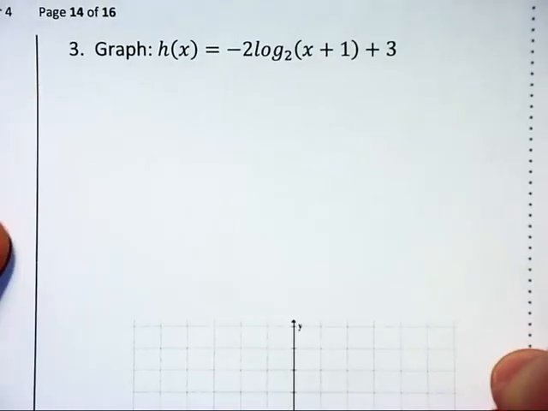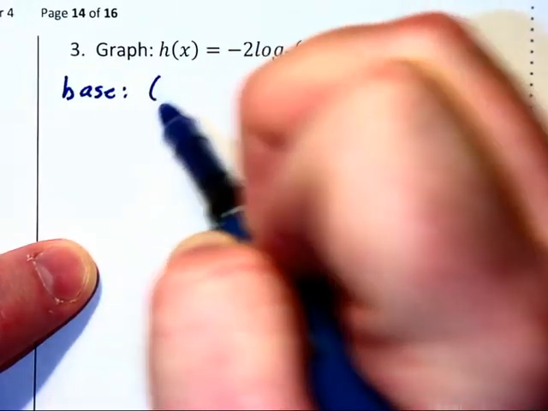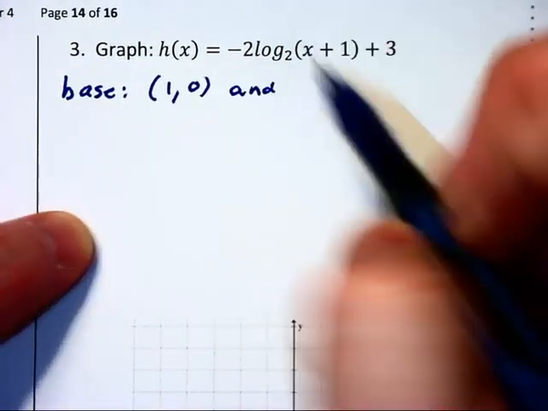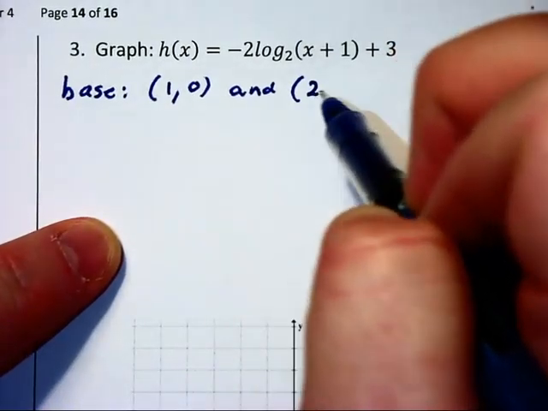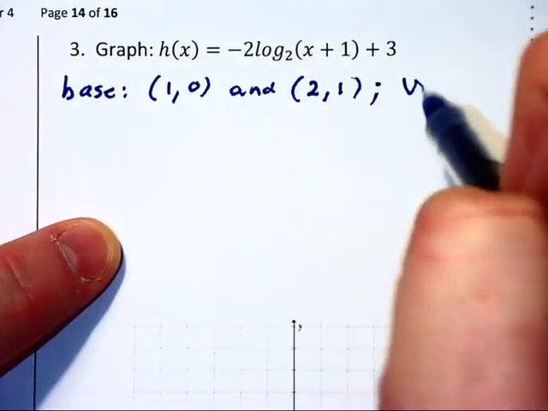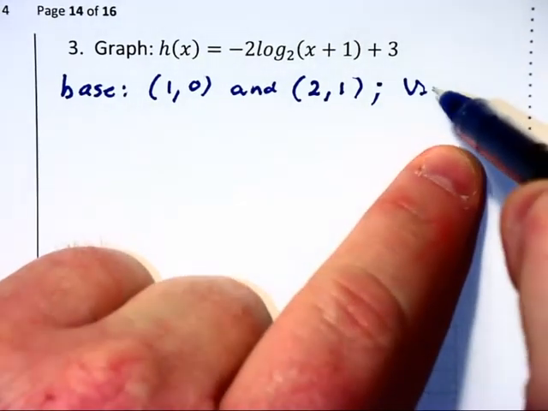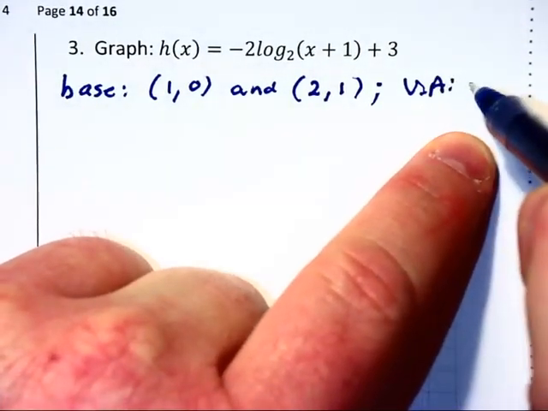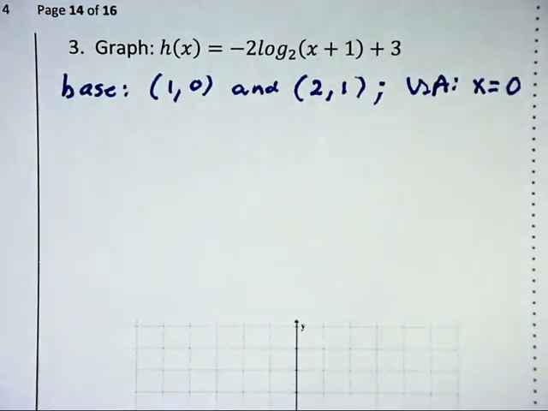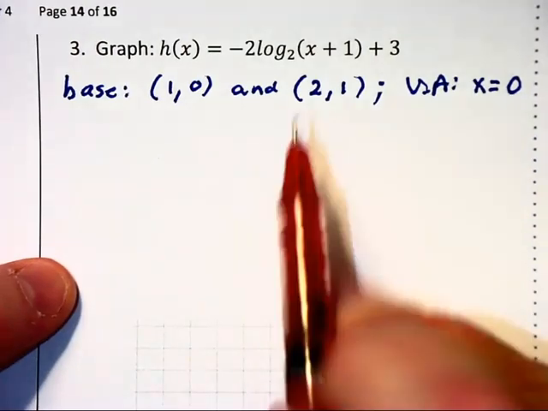On to the next one. This one is going to start with a base graph at, again, 1, 0, and the next point will be 2, 1, because this has a base of 2. And the vertical asymptote is going to be at, again, the y-axis, x equals 0.